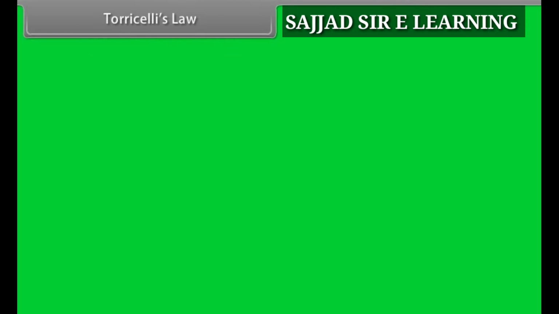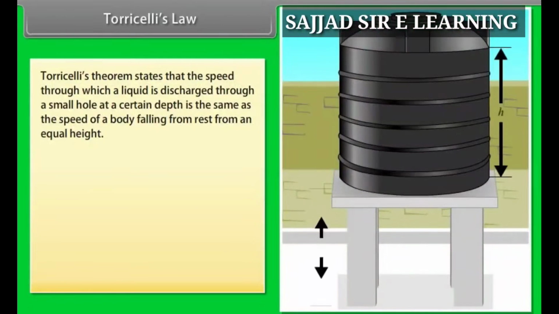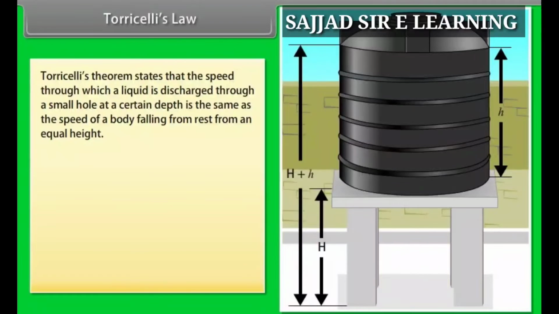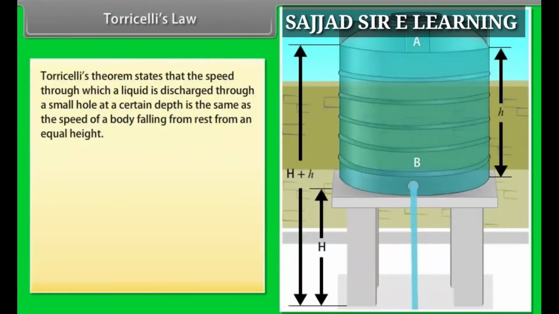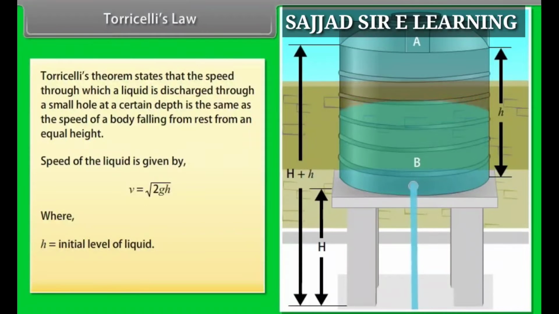Torricelli's law. Torricelli's theorem states that the speed with which a liquid is discharged through a small hole at a certain depth is the same as the speed of a body falling from rest from an equal height. The speed of the liquid is given by v equals square root of 2 g h, where h is the initial level of the liquid and g is the gravity constant.